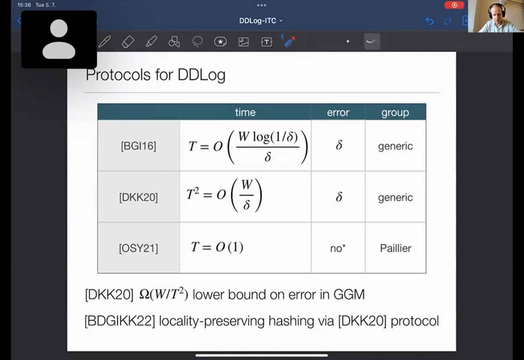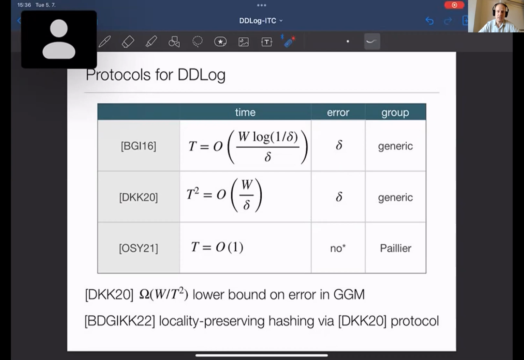So subsequently, because this distributed discrete logarithm problem is very important in the applications towards homomorphic secret sharing and secure multi-party computation, Dinur, Keller, and Klein came up with a huge refinement of the protocol of Boyle et al.